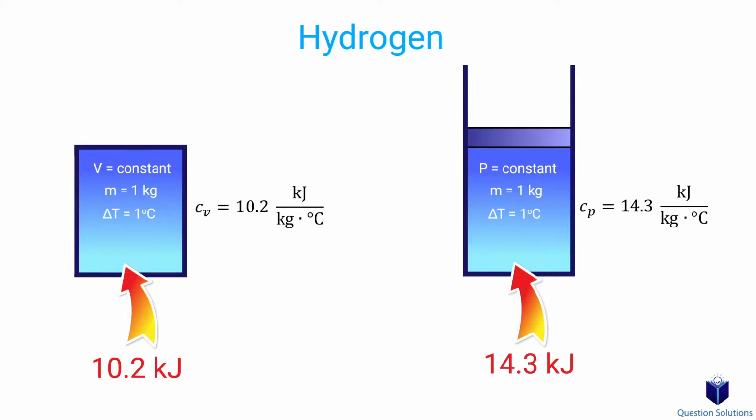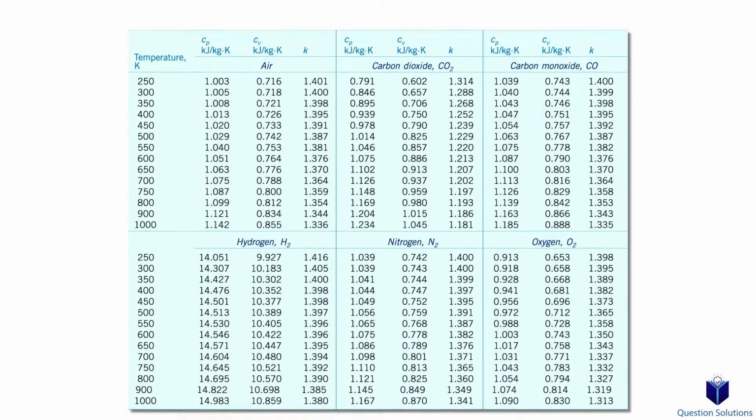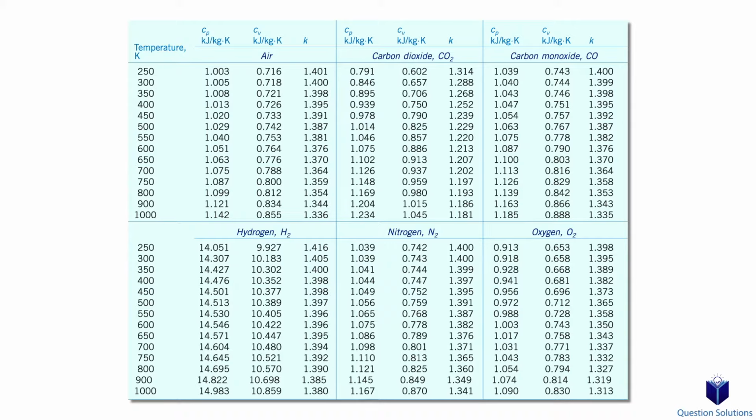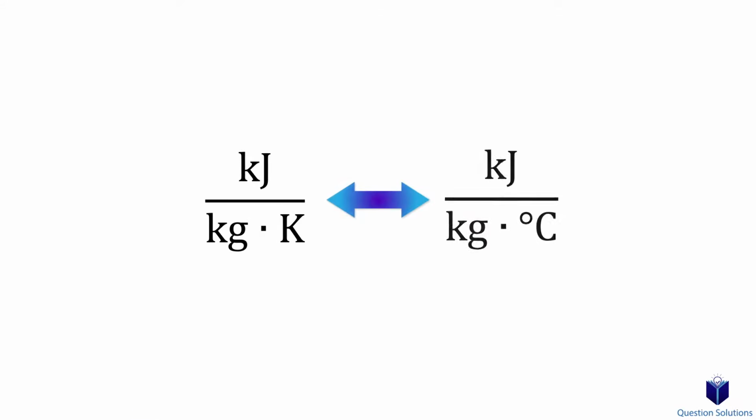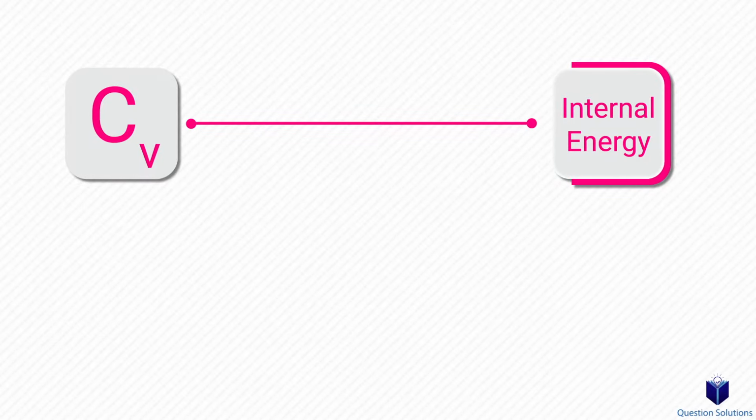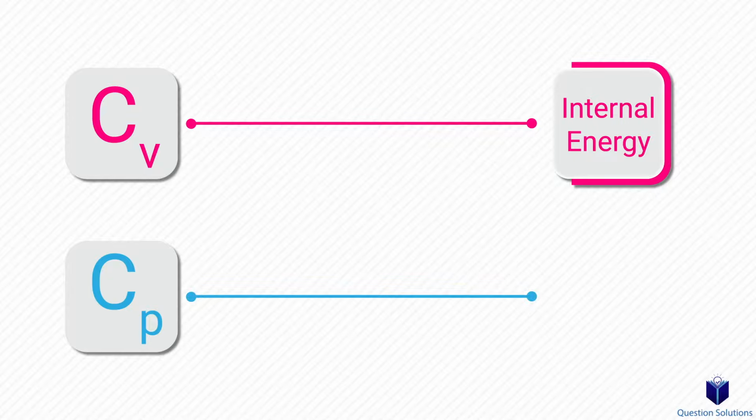Now to hold the pressure constant, the system has to expand, and that expansion requires more energy. So you will notice that CP values will always be greater than CV values. You can find these values on tables like these for all sorts of different substances. The units for it are these, and you should note that this is equivalent to the Celsius version, so you can switch them. Another thing to keep in mind is that CV is related to internal energy of the system, whereas CP is related to the change in enthalpy of the system.